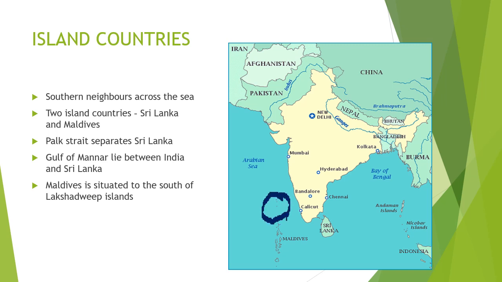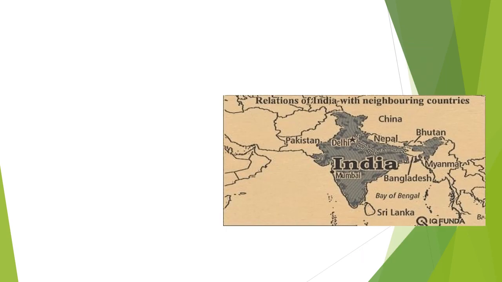Now to the south of Lakshadweep is the Maldives. Now Maldives is also our southern neighbor island. Now children, in the last two topics we read about India's neighbors, the land neighbors as well as the southern neighbors of India, that were the two island countries.